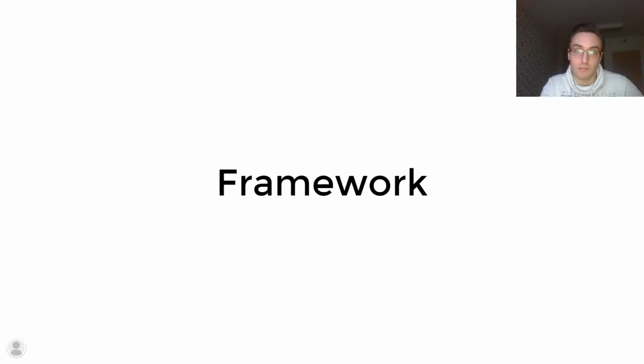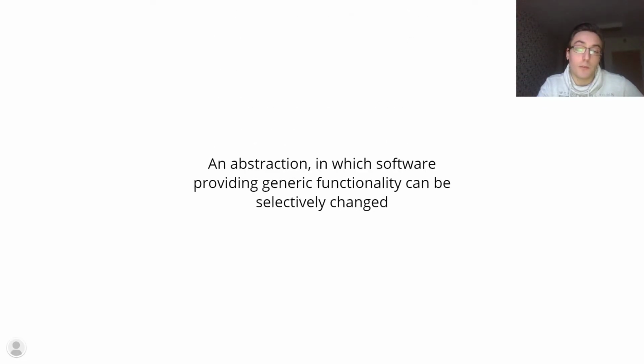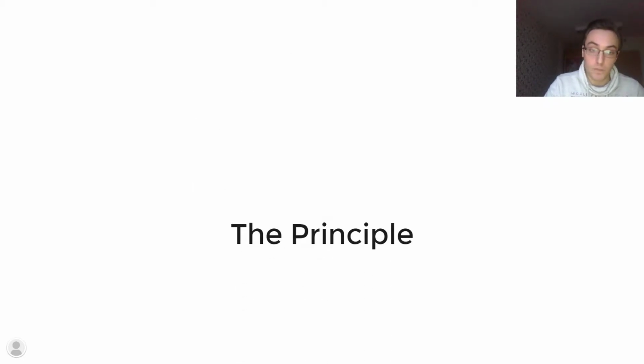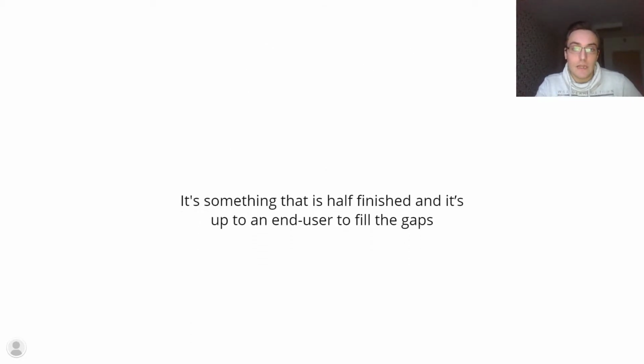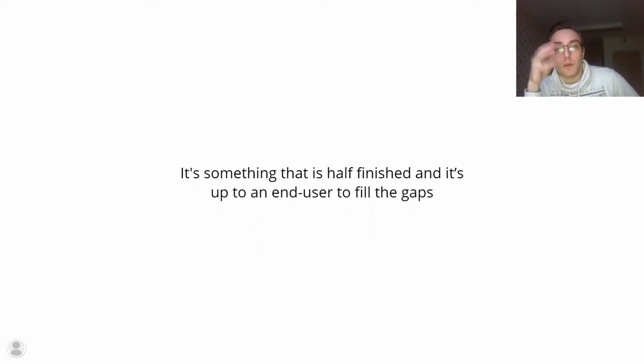So, next thing, framework. A framework is described as an abstraction in which software providing generic functionality can be selectively changed by additional user-written code, thus providing application-specific software. What is the principle again, like, when we came to that idea of framework? Let's analyze what the previous statement means.